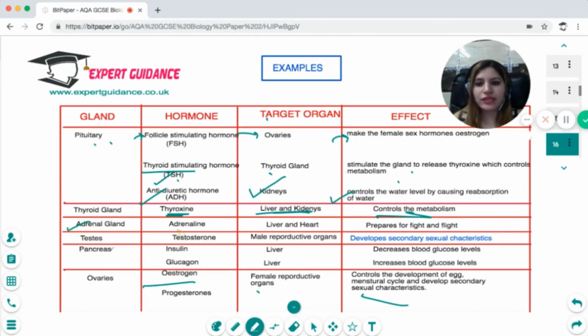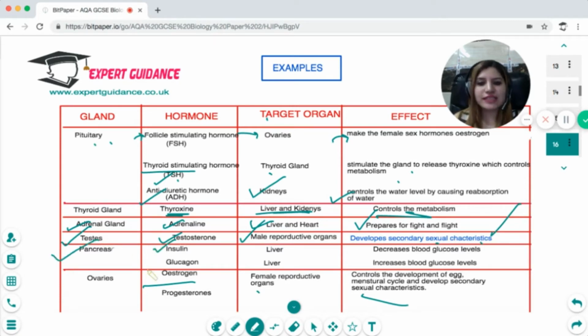Adrenal gland releases adrenaline, which targets liver and heart and prepares the body for fight and flight. Testes release the hormone testosterone, which targets the male reproductive organ and develops secondary sexual characters.